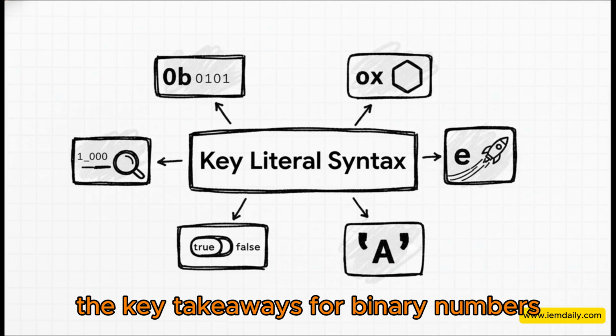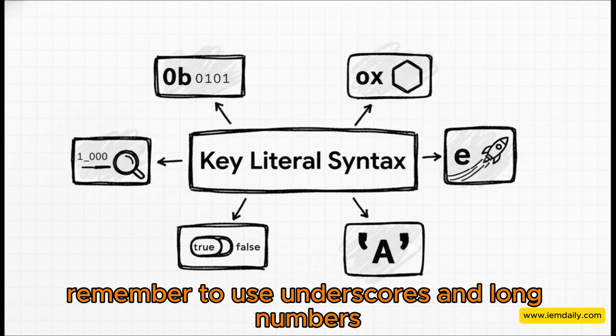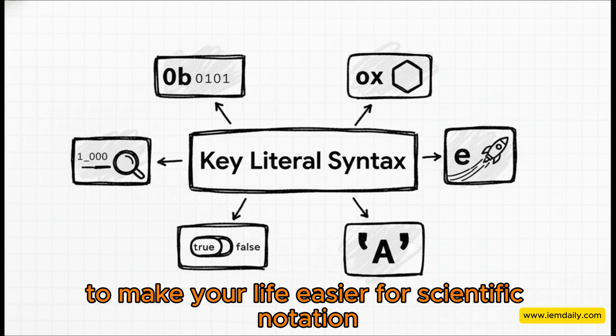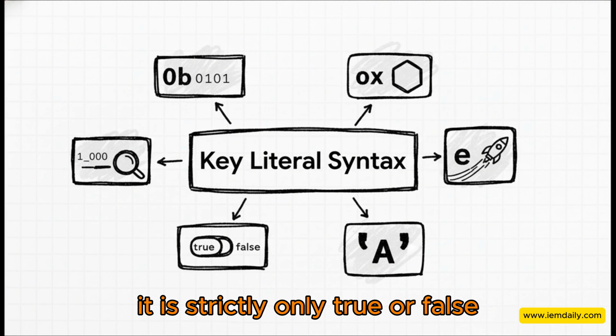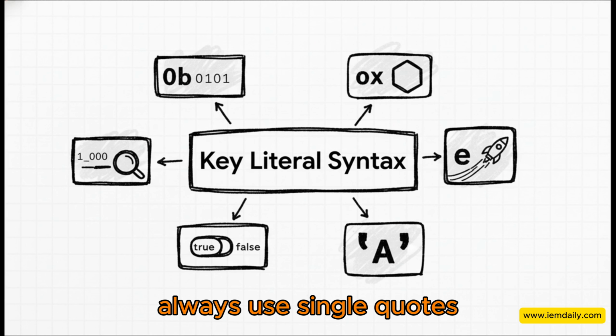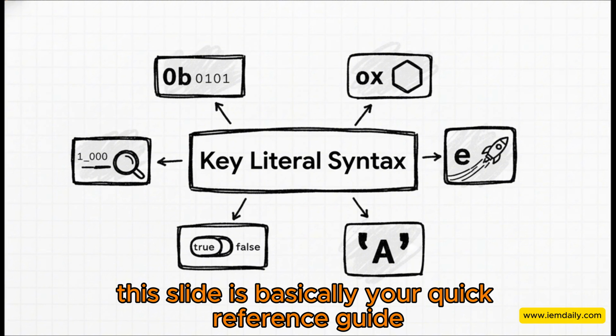For binary numbers, start them with 0b. For hexadecimal, it's 0x. Remember to use underscores in long numbers to make your life easier. For scientific notation, use the letter E. For booleans, it is strictly only true or false. And for single characters, always use single quotes. This slide is basically your quick reference guide.